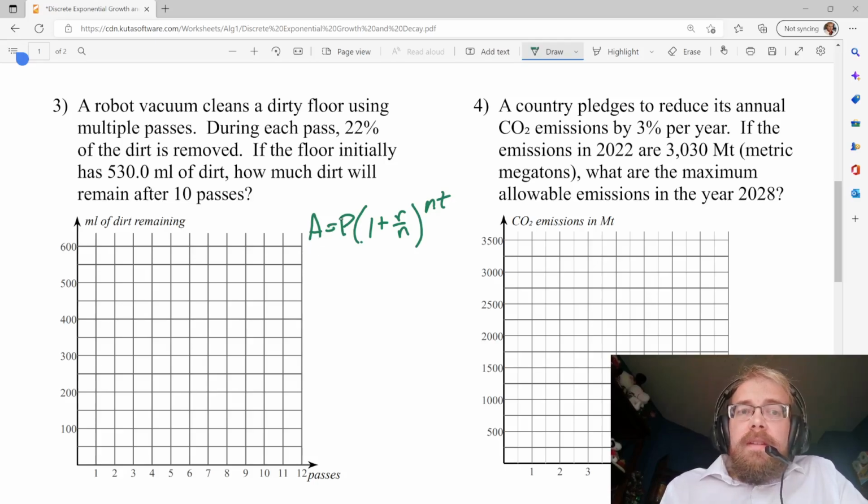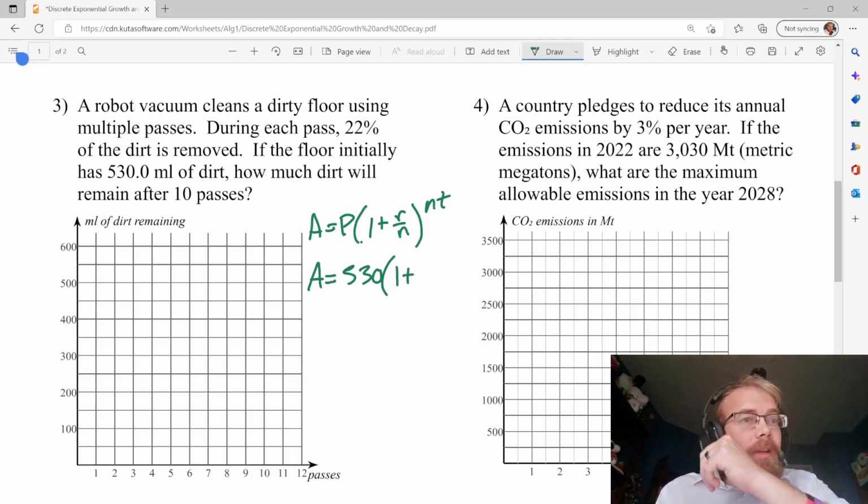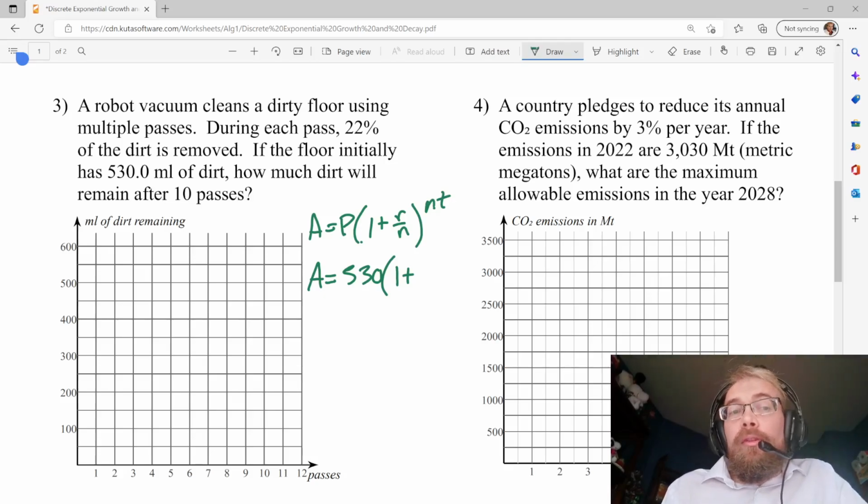You can use it on everything because it works on everything. If it's exponential, a percent increase or decrease or whatever, then this is the formula. So 22% of the dirt is removed. The floor initially has 530, so 530 is the initial amount. Then 1 plus the rate, and 22% of the dirt is removed, so that's a negative.